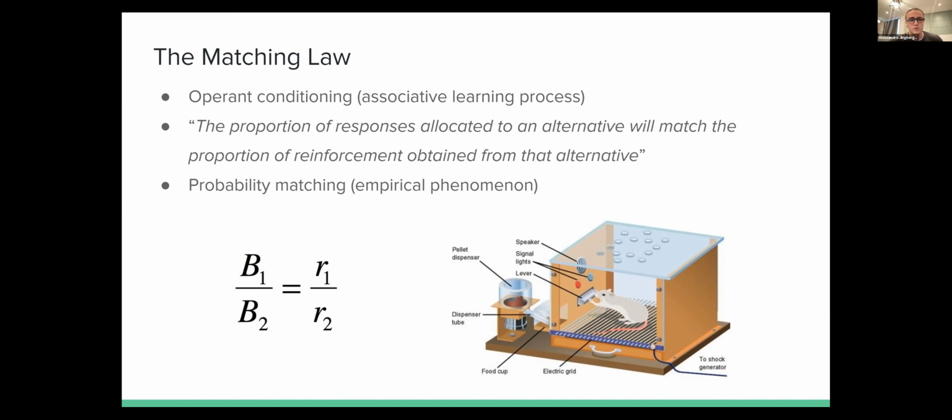So I'll introduce a few concepts. Operant conditioning, which is also called instrumental conditioning, is a type of associative learning process through which the strength of a behavior is modified either by reinforcement or punishment, which underlies reinforcement learning. And in operant conditioning, the matching law states that in concurrent schedules of reinforcement, there is a proportional relationship between the relative response rate and the relative reinforcement rates.